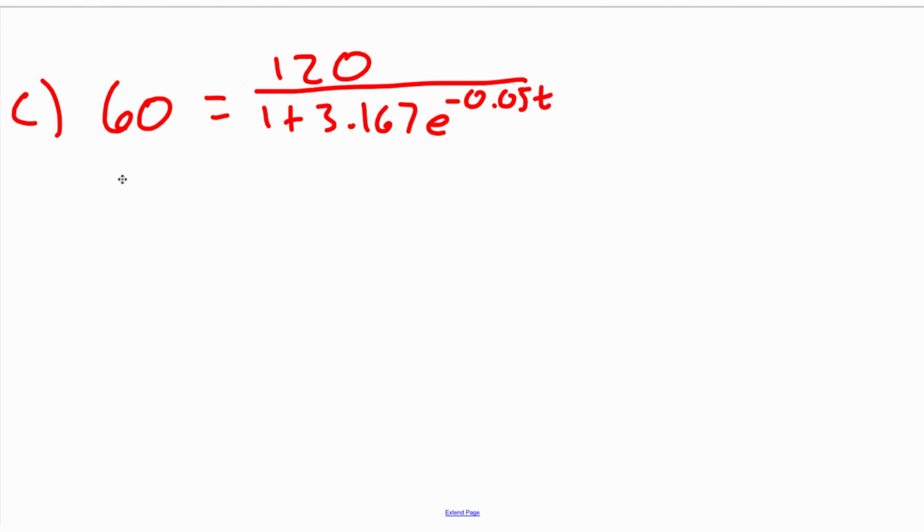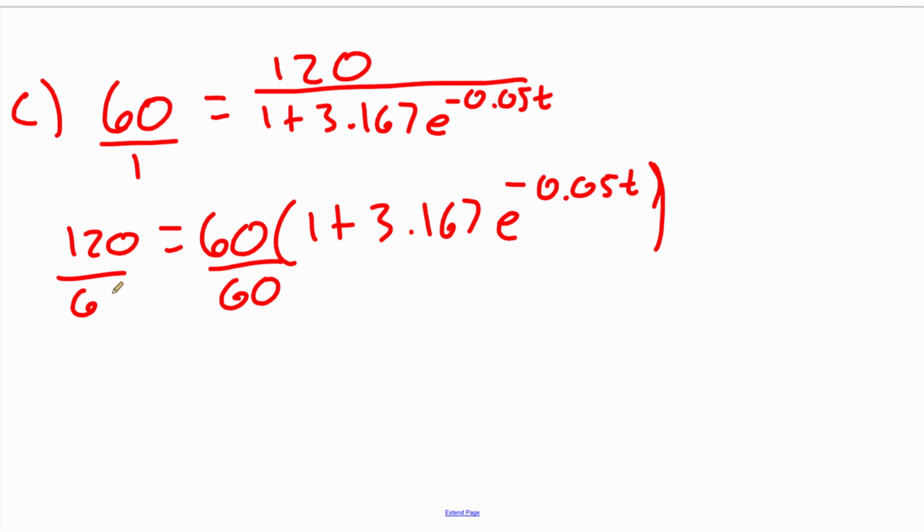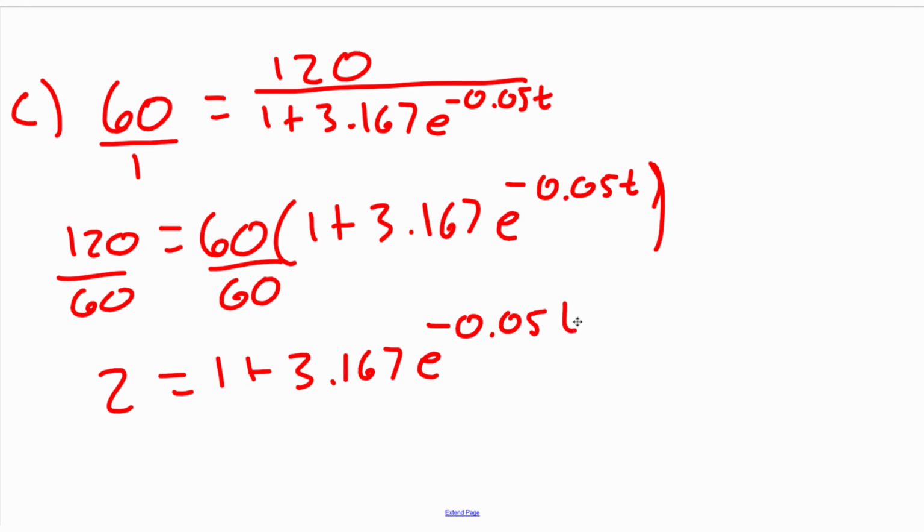Now what I'm going to do is a little bit of cross-multiplying. I'm going to put this 60 over 1 and then cross-multiply these things. So 120 times 1 is just 120. And then I'm going to do 60 times this entire 1 plus 3.167 e to the negative 0.05 t. I'm not actually going to distribute the 60 in there, but what I'm going to do is divide by the 60. So on the left-hand side, now we've got 2 equals 1 plus 3.167 e to the negative 0.05 t.